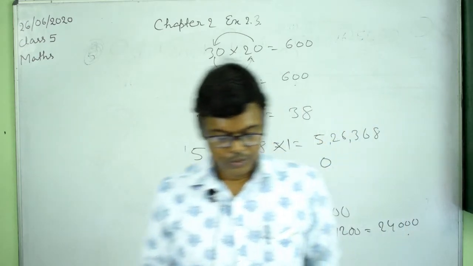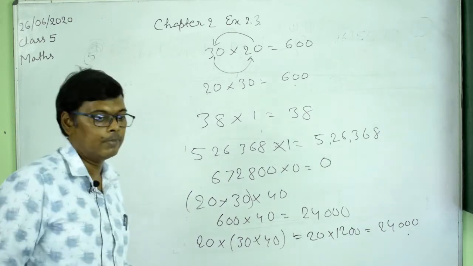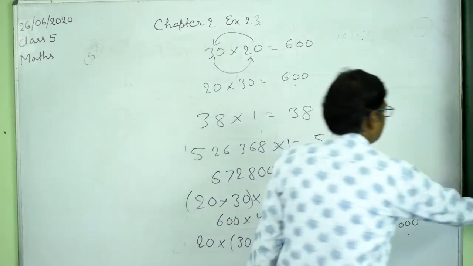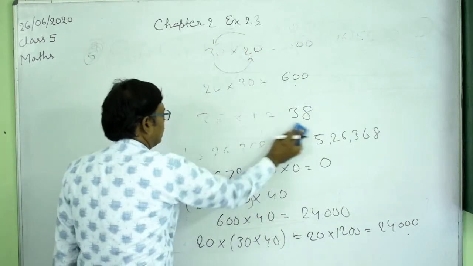Now we will multiply the following. So how will we multiply? Remember these properties of multiplication.